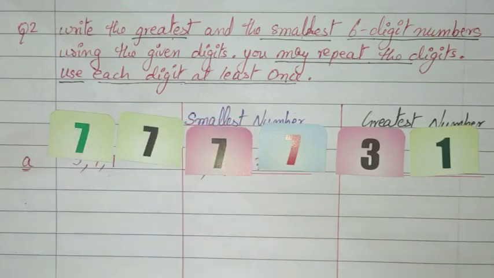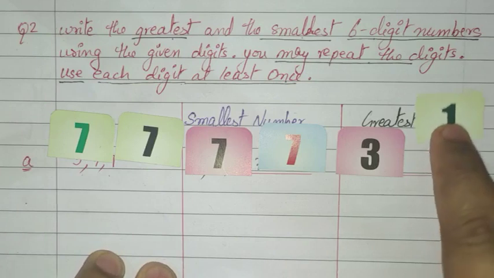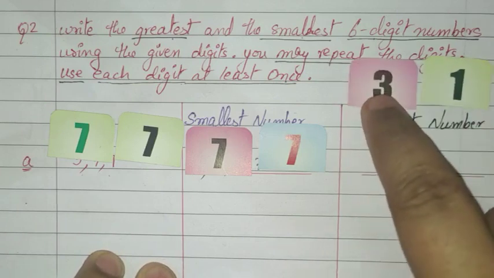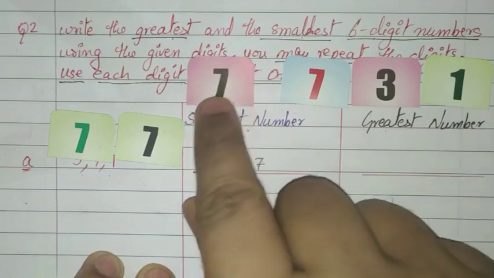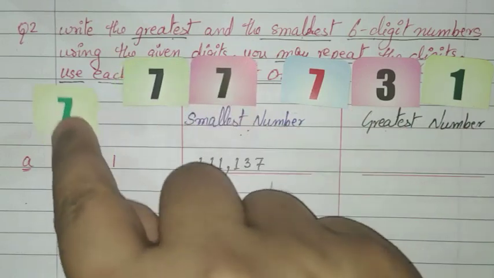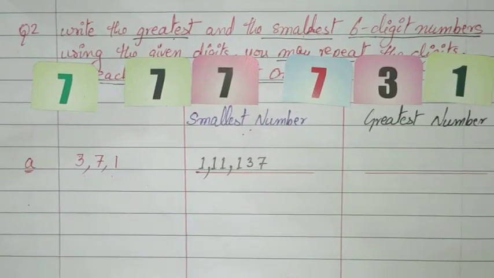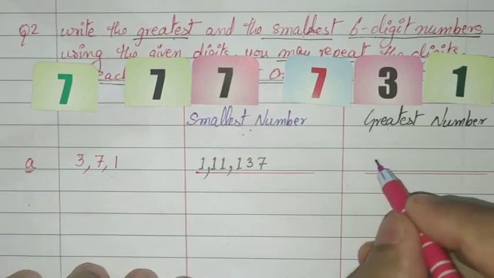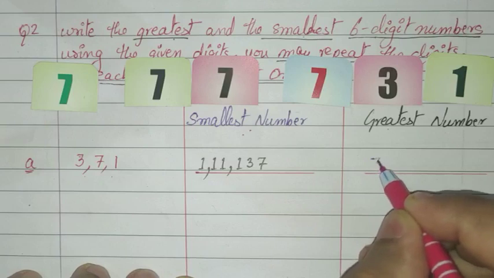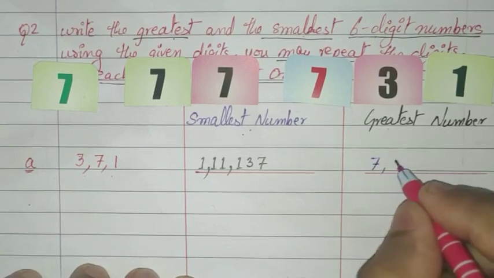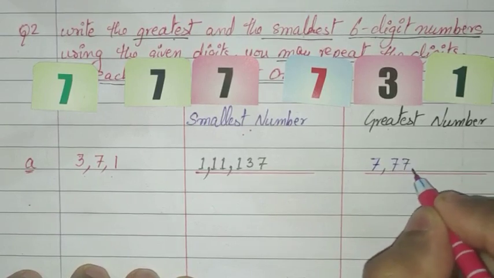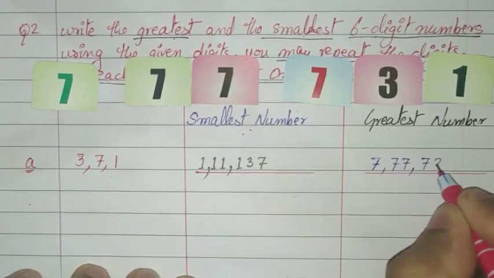Now you have to put commas. In step 3, you have to put commas to separate periods. This is our ones, tens, 100. Then we have 1000, 10,000. Then we have lakh. Now you can write the number 7,77,731.